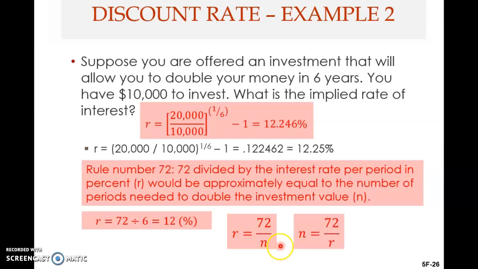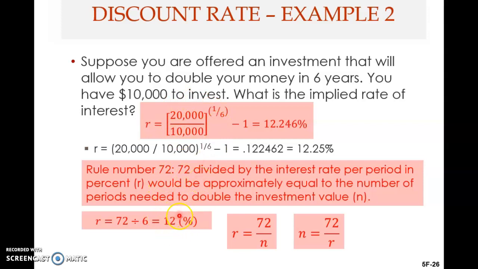So the inverse, the opposite, is also true. That means if you bring n to this side and r to this side, then it becomes this. So it can be applied for both when the r is unknown or when the n is unknown. So the other value must be known. For example, if you want to solve for n, then r must be known. Here if you want to solve for r, then n must be known. Of course, rule number 72 applies when the future value is twice the present value. Then only you can use this rule number 72.